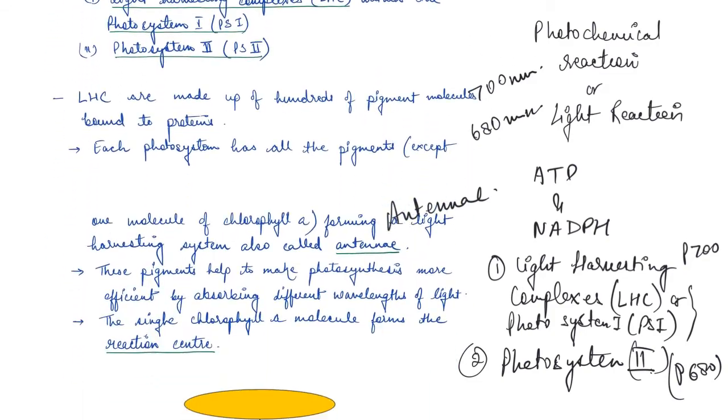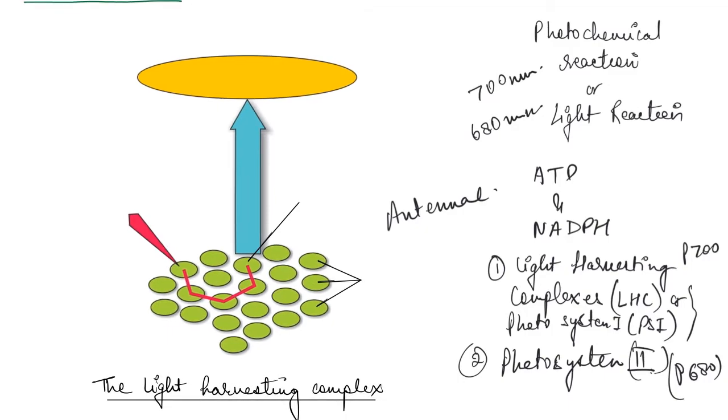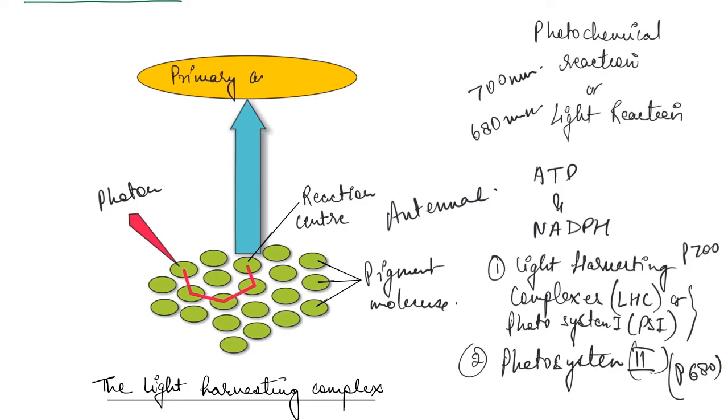So let's see the same in the process of this flow chart as well. So guys, this is the light harvesting complex. Now here you have the reaction center, which is with chlorophyll A. So chlorophyll A, as we said, forms the reaction center, right? Now these are numerous pigment molecules, right? And this is the photon, the light energy which is falling down, and here we have the primary acceptor, right? So guys, this is the entire flowchart of the light harvesting complex, right?